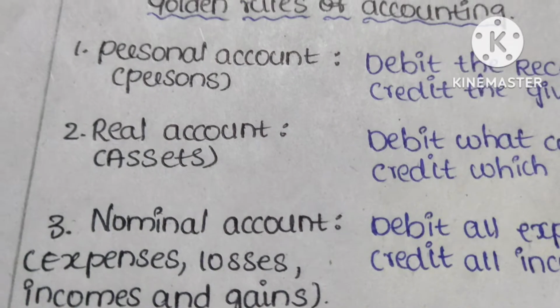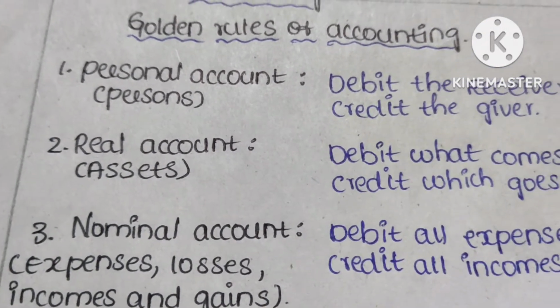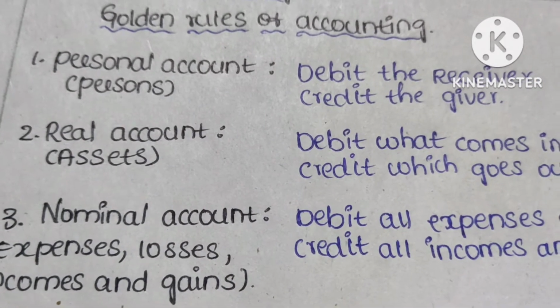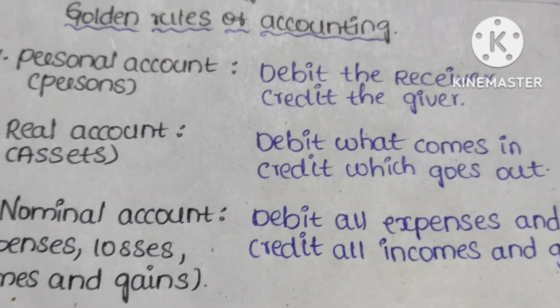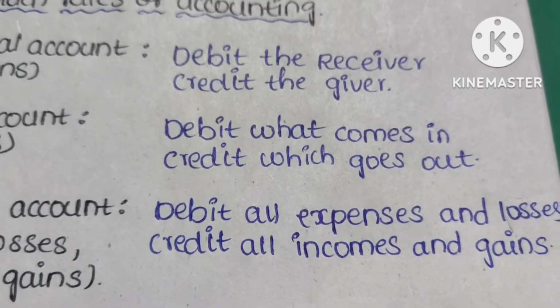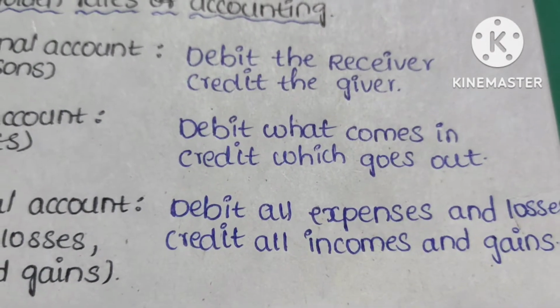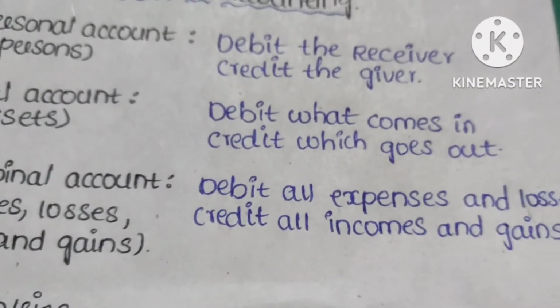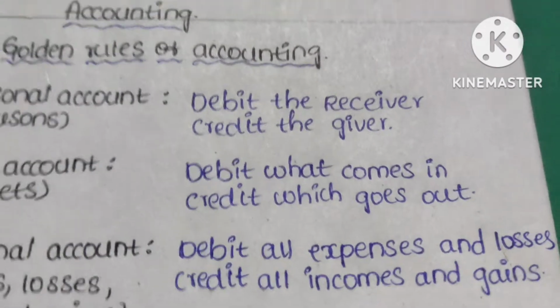Real account is nothing but assets. We purchase many assets like furniture, cash, building or machinery. These are all included as assets, friends. When they enter into a business, it is known as debit, and when we sell those assets for cash, it is known as credit. When they go out, it becomes a credit account.